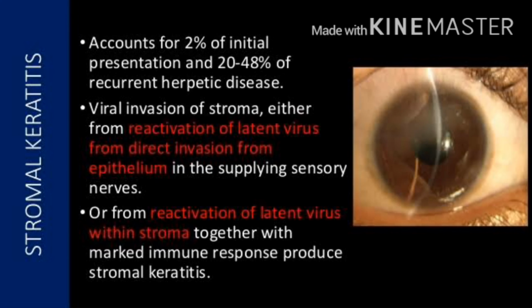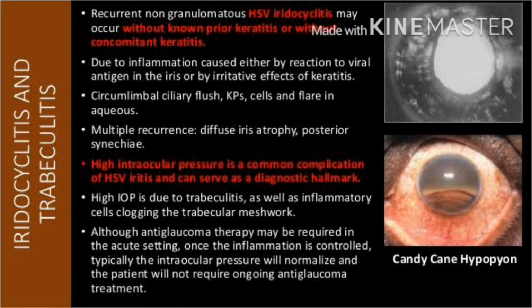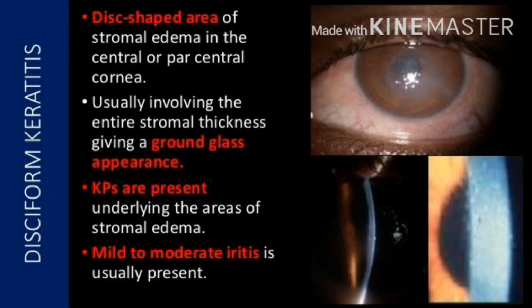In case of stromal keratitis, there will be reactivation of the latent virus, which gives the immune response in the corneal stroma. In case of iridotrabeculitis, there will be trabeculitis due to which IOP is raised. We need to give the eye drop brimonidine or timolol in case of trabeculitis. In case of disciform keratitis, there is disc-shaped stromal edema in the central or paracentral region, which gives the ground glass appearance.